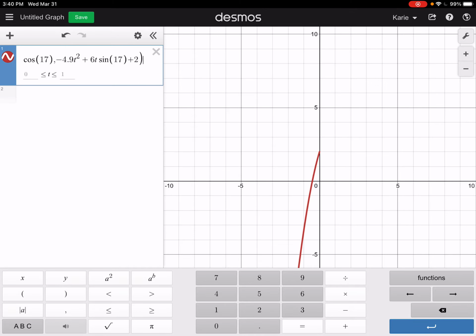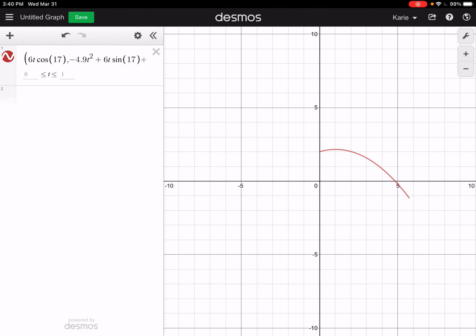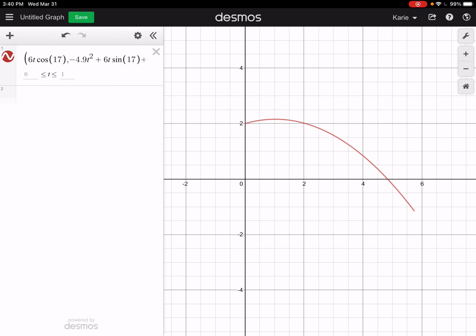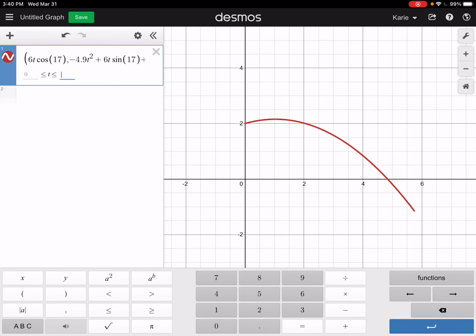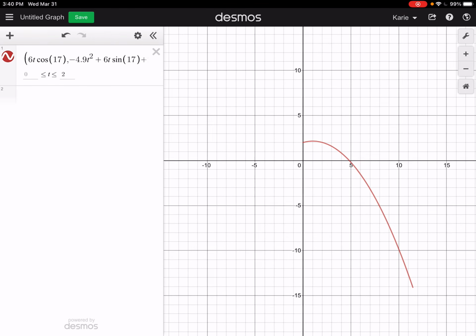Okay, close those parentheses. Well, now this graph does not look like what I expected it to look like. So what I need to do is verify, oh, sure enough, I'm in radians, not degrees. So that I needed to change. And now this looks a little more like what I might expect to see. Now, unfortunately, Desmos will do a couple things. First of all, down here, I can put in different t values. So if I put in 0 to 2 with my t values, then it'll go a little farther until it gets down to, this is where it would be at 2 seconds.